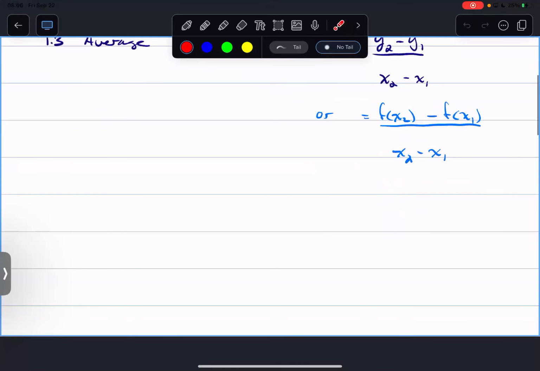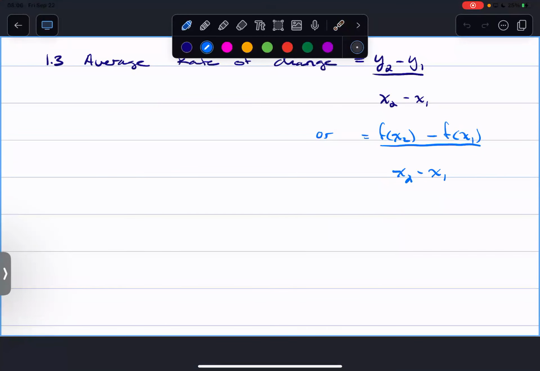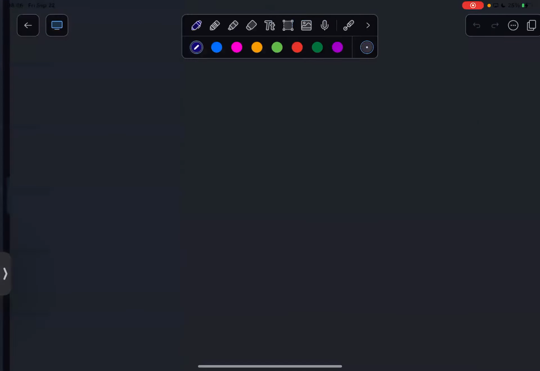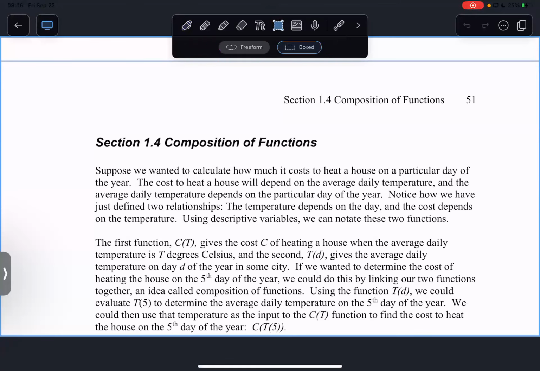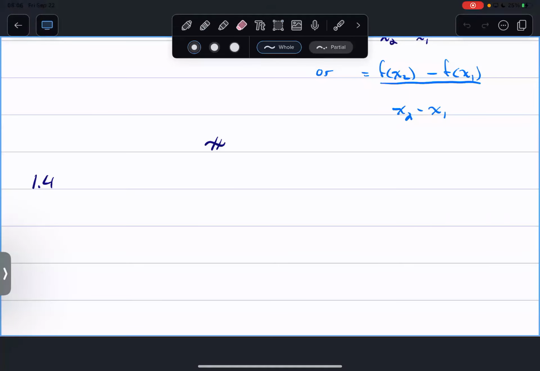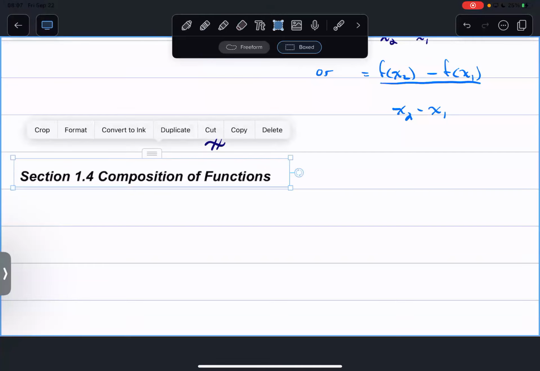All right. So that's all we're going to do in terms of review because we're not really going to touch on it explicitly. We're going to work with putting things into functions and manipulating functions today. With composition of functions. So section 1.4, is it called function composition or composition of functions? This is important. How about I just snag this? It's not important, but I want to be consistent. So section 1.4, composition of functions.